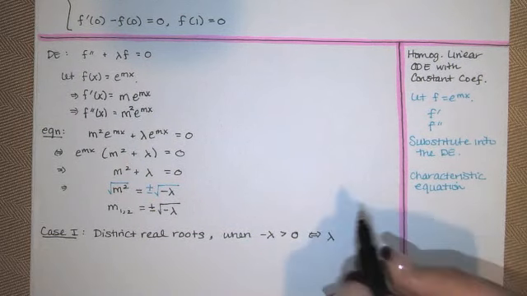And then finally, we might have a complex conjugate pair of roots when the expression under the radical is negative. So that's when negative lambda is negative, which means that lambda itself must be positive. Okay, so those are our three cases.